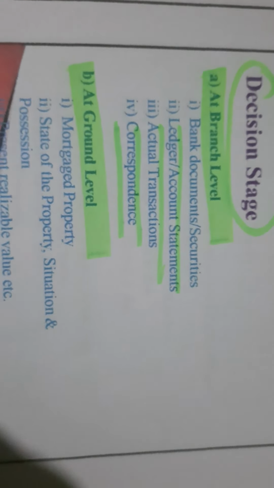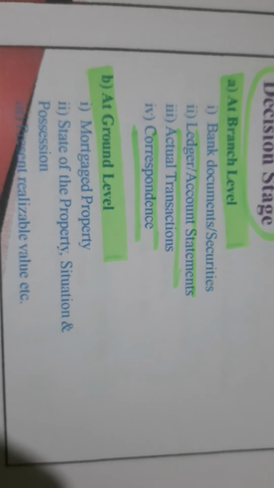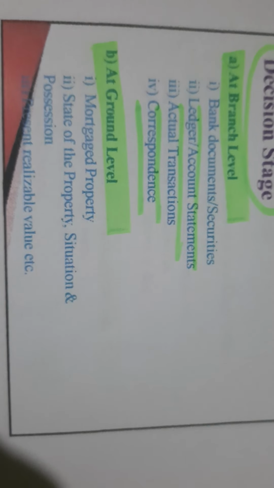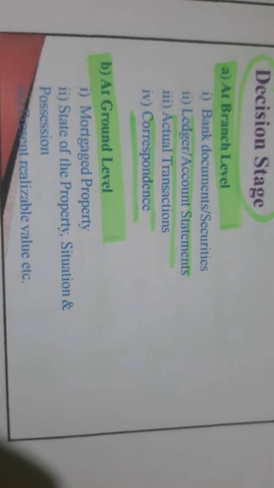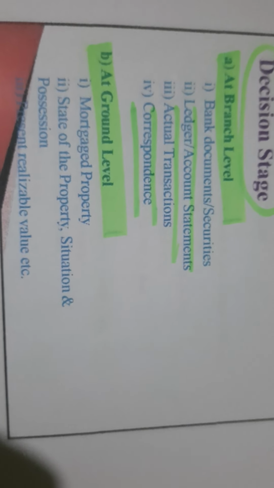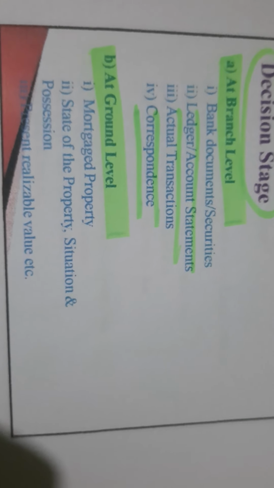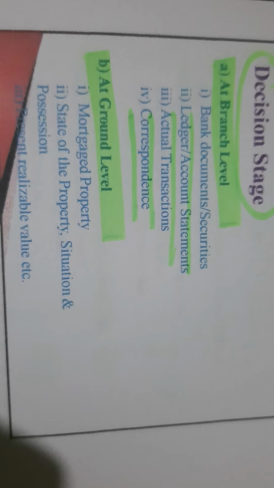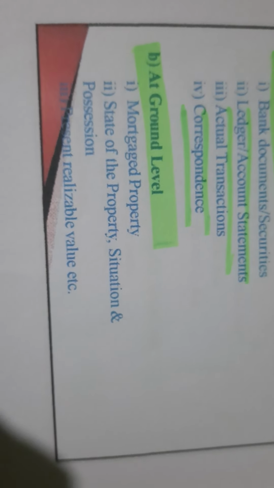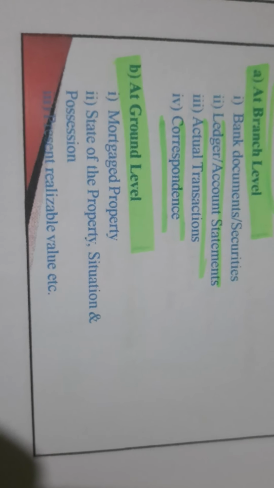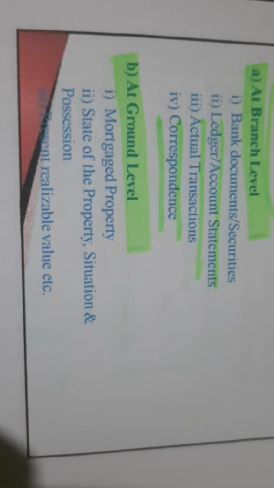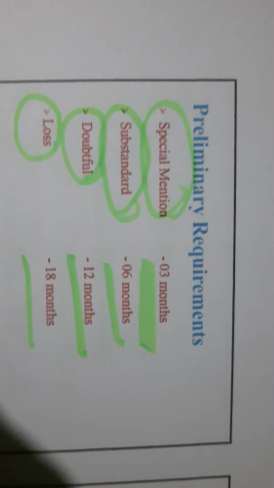As the first step, there are two stages of decision making. For financial institutions at the branch level, they can take some decisions like bank documents, securities, proper documentation, ledger account statements, actual transactions, correspondences. All these things will help in legal recoveries. At the ground level, mortgage property, state of property situation and possession, present realizable value, all these things will help in recovering the lent money for a financial institution. These are the preliminary requirements.